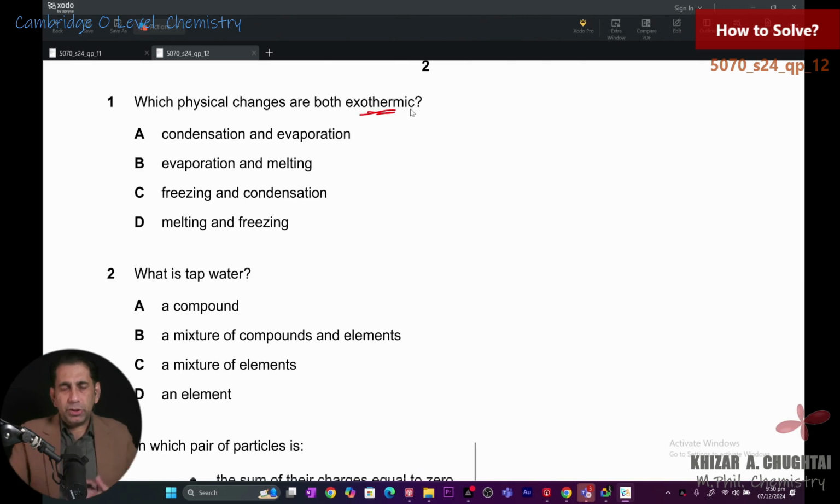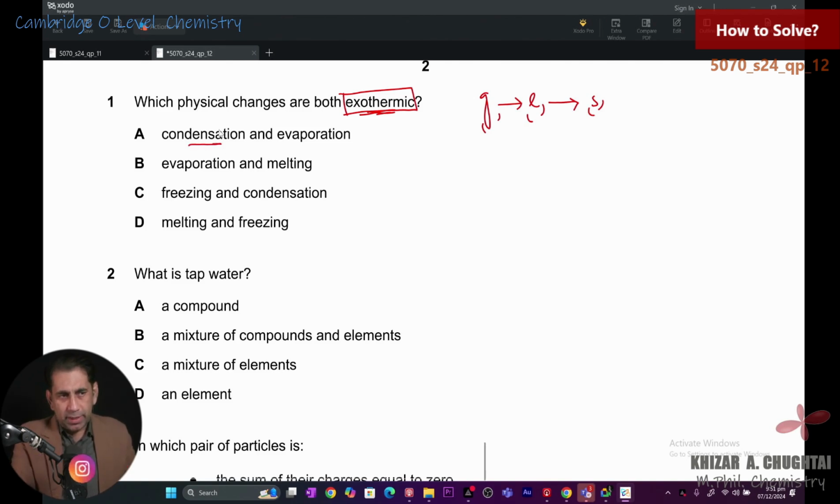Basically, a physical change may be endothermic or exothermic. So which physical change is exothermic? A physical change is usually exothermic if that change is going to make the more solid, the stronger physical state. Whenever we move from gas to liquid, it's exothermic, and when liquid to solid, again that is exothermic. So this conversion is an exothermic process.